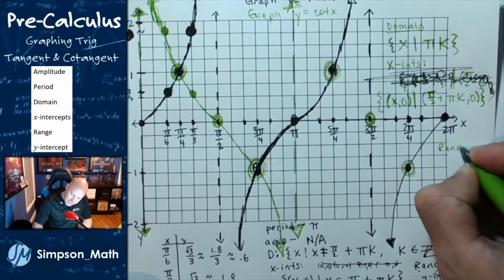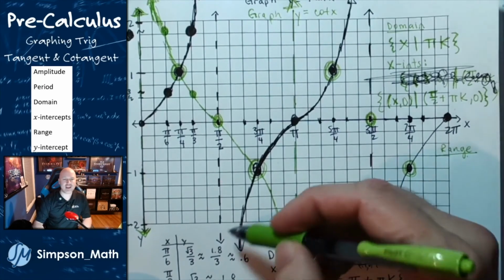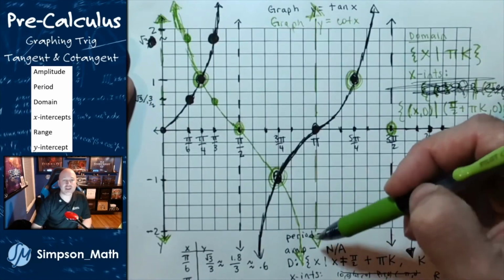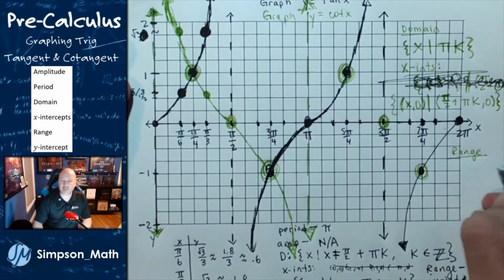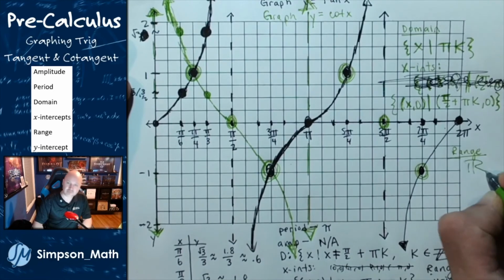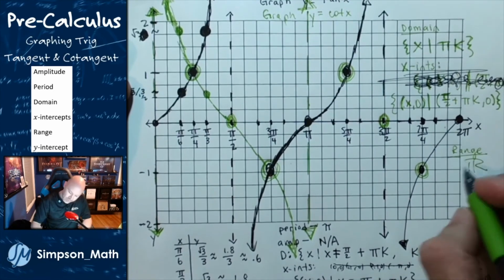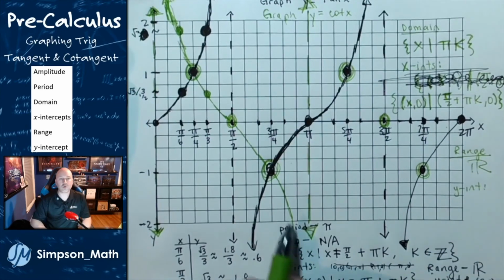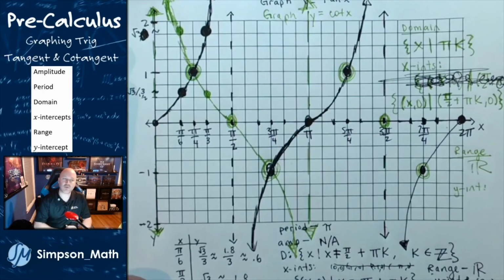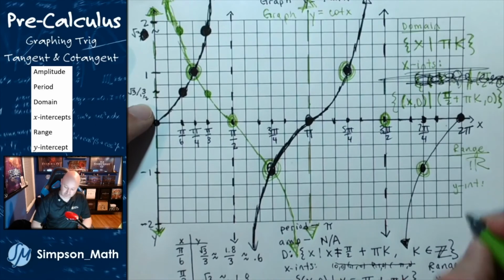Range, I seem to have no problem. Looking at the green graph, negative infinity up to positive infinity. You could say negative infinity to positive infinity. I'm going to say all real numbers for shorthand. Y-intercepts. Well, cotangent, the green graph, never touches the y-axis because it's undefined at 0. So I'm going to say that.